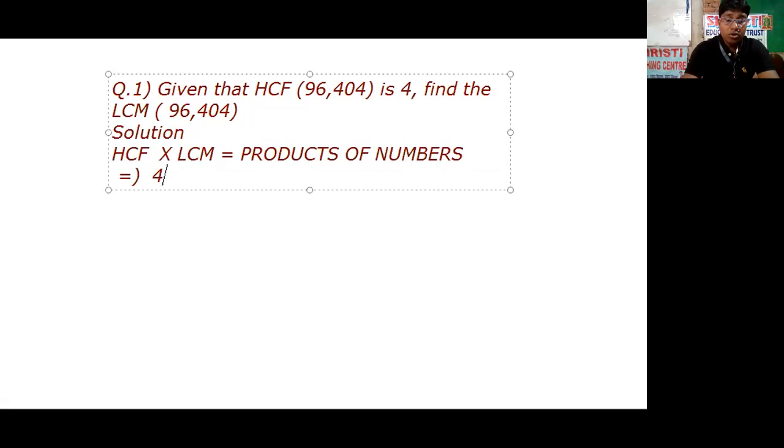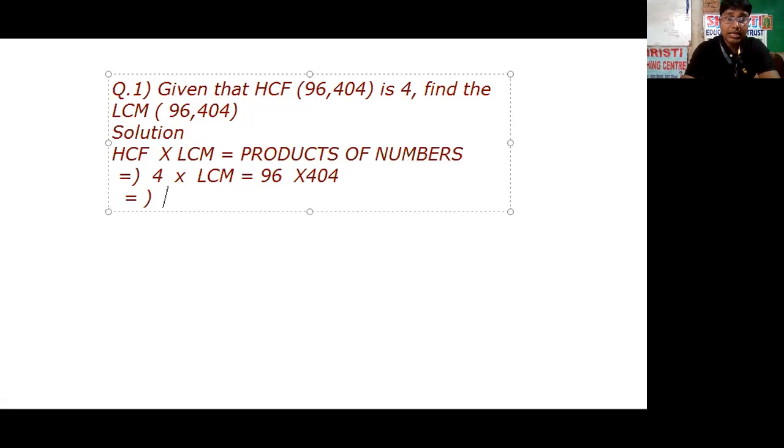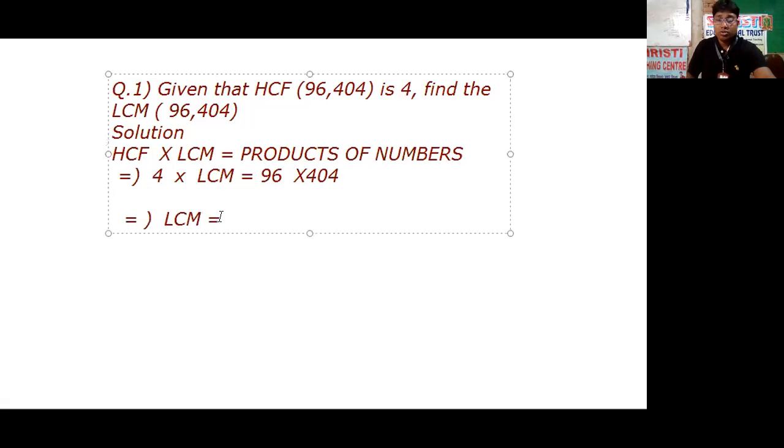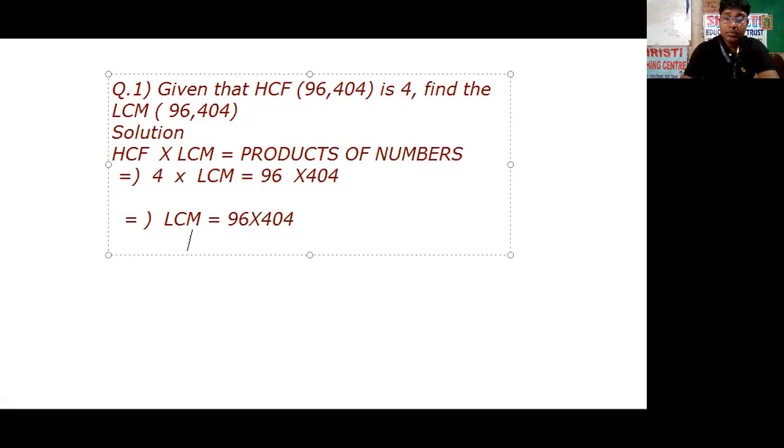Now you can write here the HCF, which is given as 4, and you have to find the LCM. So you write LCM as it is. Now the product of numbers means you multiply 96 by 404. Now you have to find the LCM, so LCM equals 96 multiplied by 404, whole divided by 4.